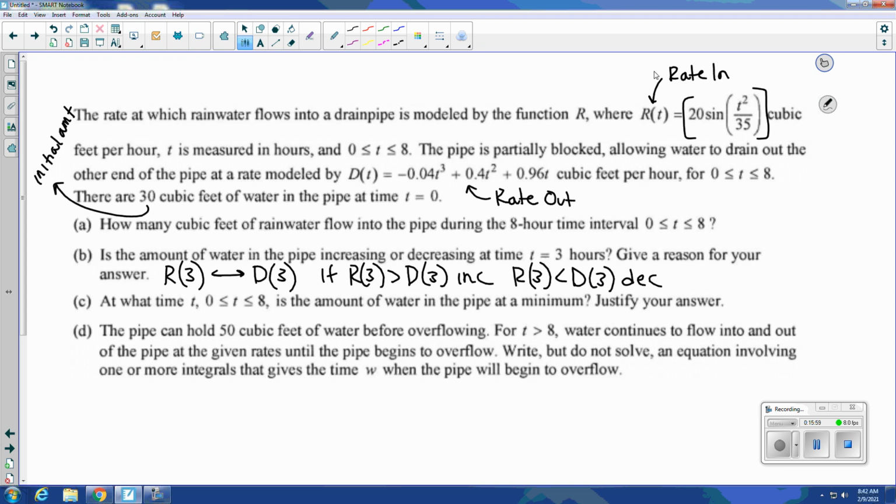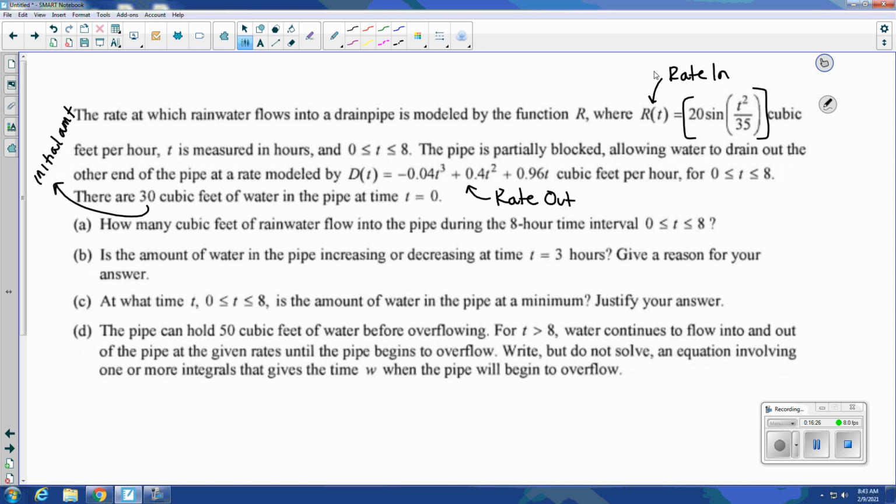So when it comes to the reason, you want to actually compute r of 3, compute d of 3, and then say, because r of 3 is greater than d of 3, whatever those values are, the rate at which it goes in is greater than the rate at which it goes out, and therefore the amount is increasing. Or you might say the rate at which it goes in is less than the rate at which it goes out, and therefore the amount is decreasing. So when it comes to your reason, give a written explanation, make sure you show the math as well.